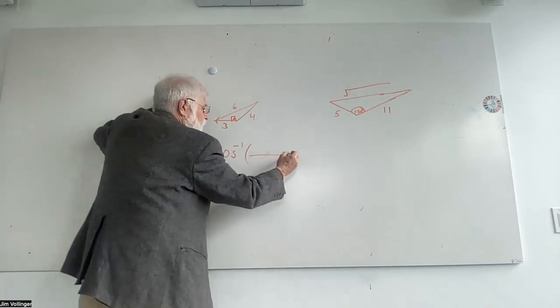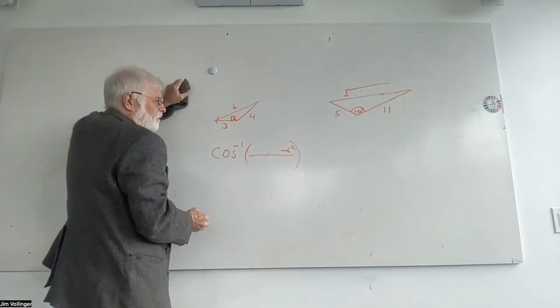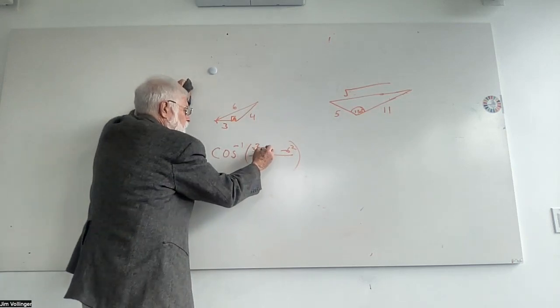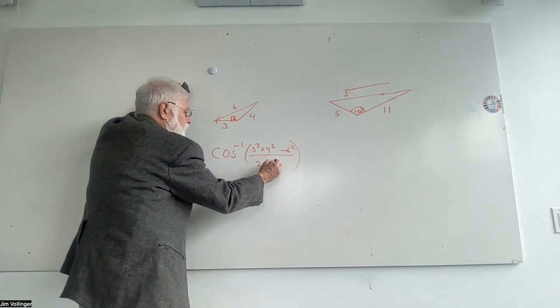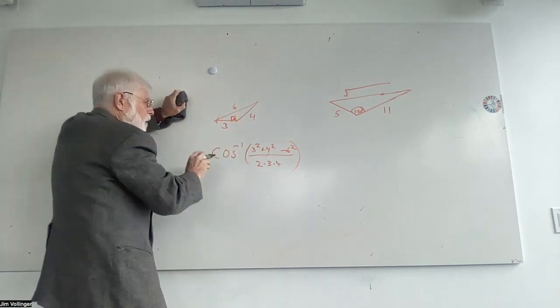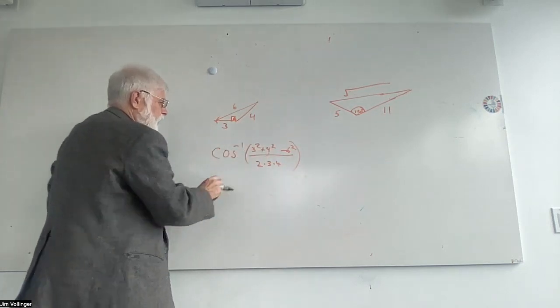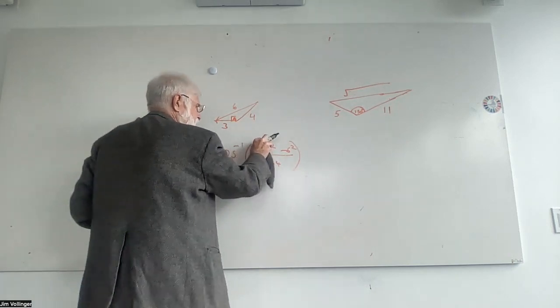Cosine of A equals a fraction: 3 squared plus 4 squared minus 6 squared over 2 times 3 times 4. Repetitions, my friend. So let's get an estimate of this angle by actually doing it ourselves. So 9 and 16, 25 minus 36 is minus 11.